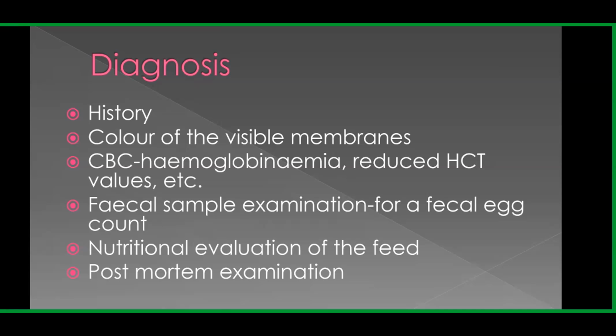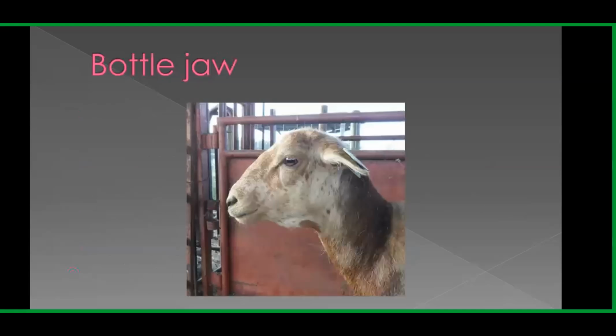We have to collect the fecal sample, and from it go for identification of the egg, and also monitor the fecal egg count. Then nutritional evaluation of feed is also very, very important. We have to see whether there is an excess or shortage of certain minerals in the feed, and accordingly balance the feed of the animal to rectify the condition. Then, if we find certain animals dead, we can go for post-mortem examination and confirm the case from the post-mortem lesions. So this is a photograph of a goat with bottle jaw.